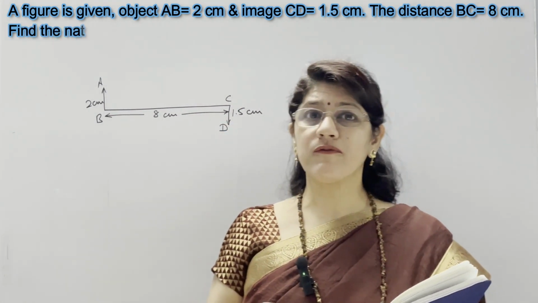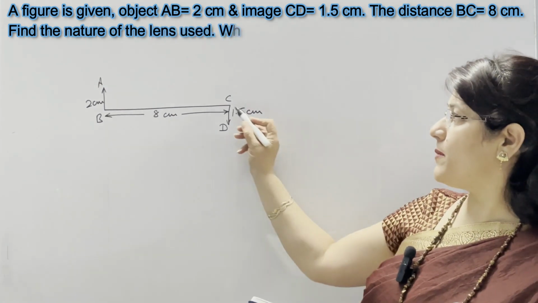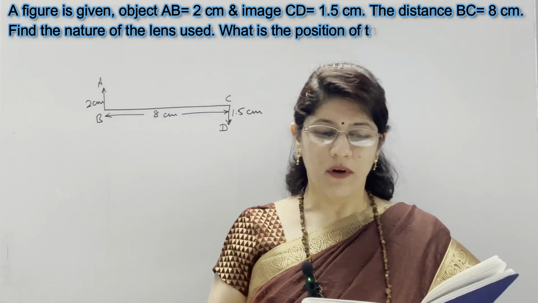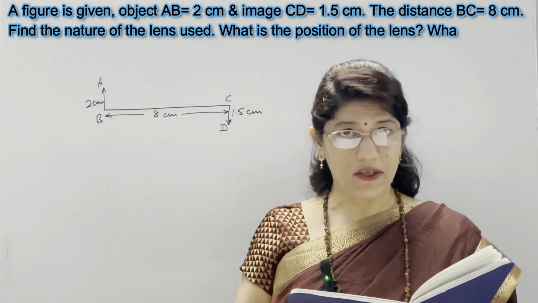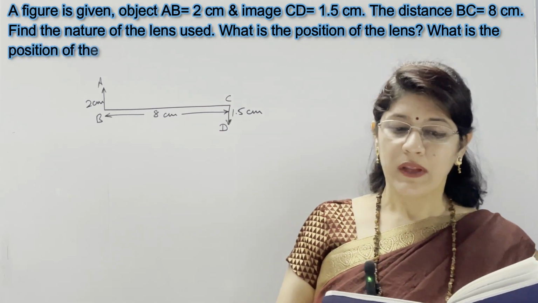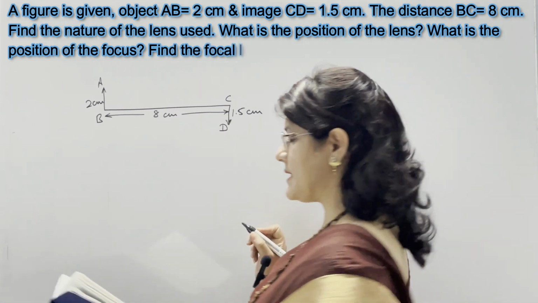In the first part, we have to find the nature of the lens used. As we can see, the image is forming which is inverted in nature, and we know that this is possible only in the case of a converging lens. It means we have used a convex lens here. Second part, position of the lens. So the position of the lens is at point O.